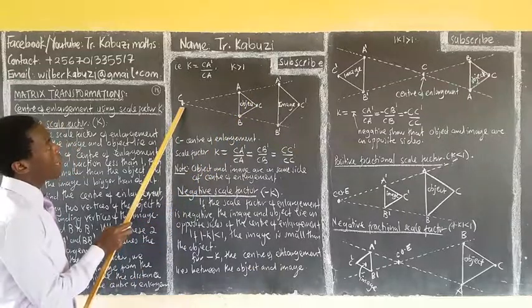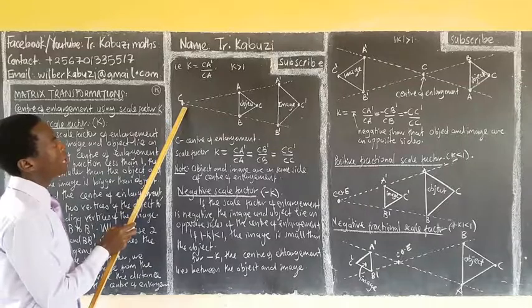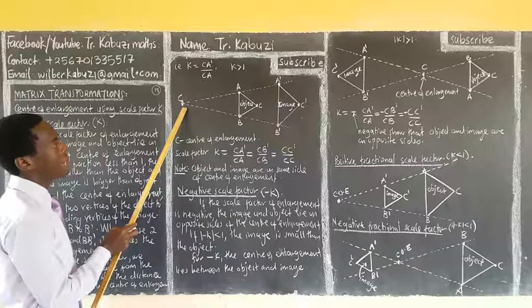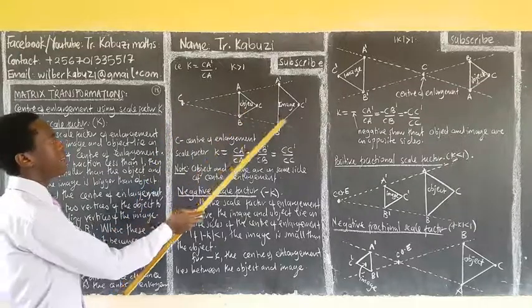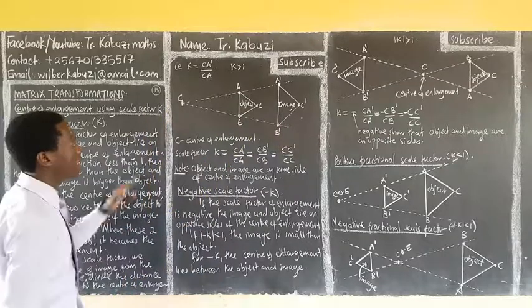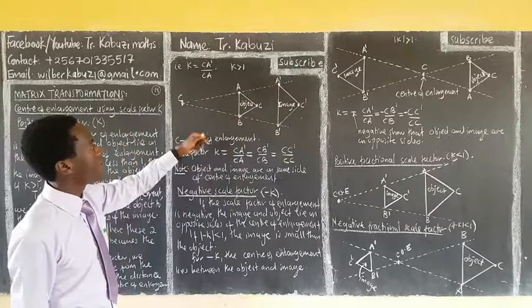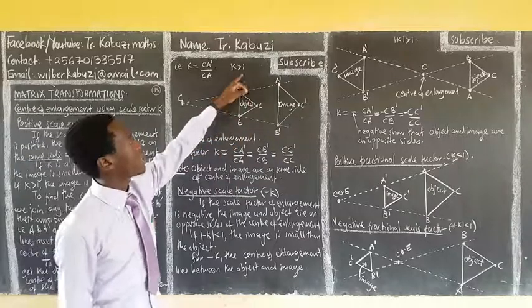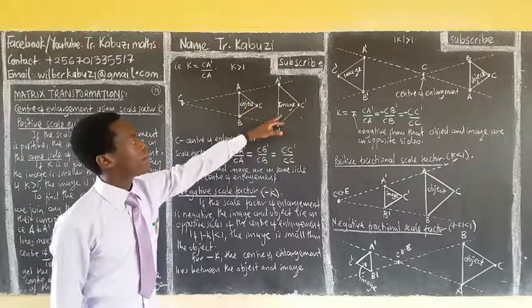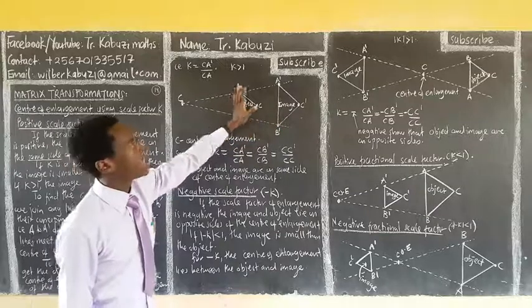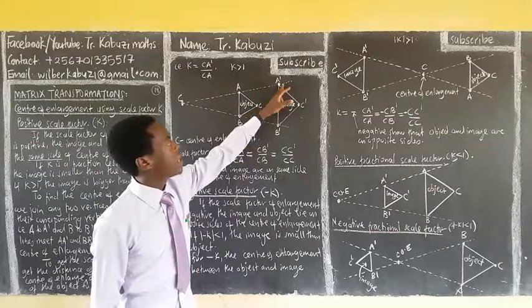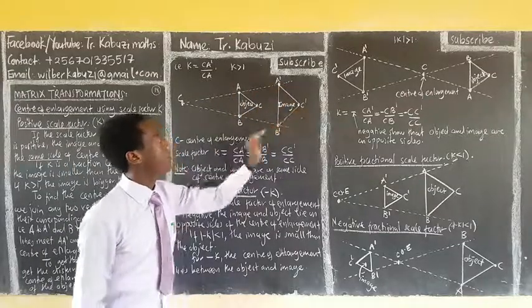Now, here, this is the center of enlargement. So our object and the image are on one side of that center of enlargement. And if K is greater than 1, then the image is going to be bigger than the object, as you see in the illustration. So this shows the image A prime, C prime, B prime.